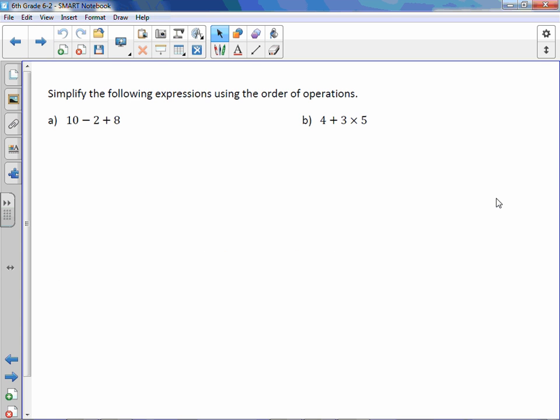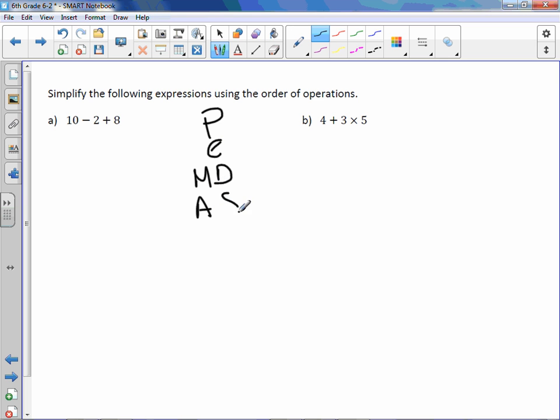So simplify the following expressions using the order of operations. So I'm going to write PEMDAS. Okay. So for letter A, we don't have any parentheses. We don't have any exponents. We don't have multiplication or division. So I need to do addition and subtraction from left to right, which means 10 minus 2 comes first. Bring down everything else. And then 8 plus 8 is 16.